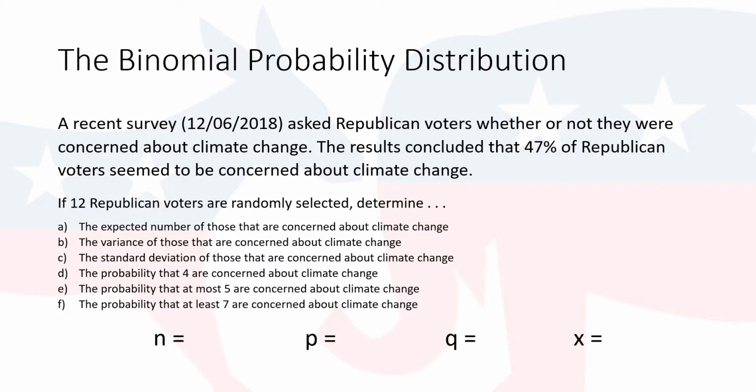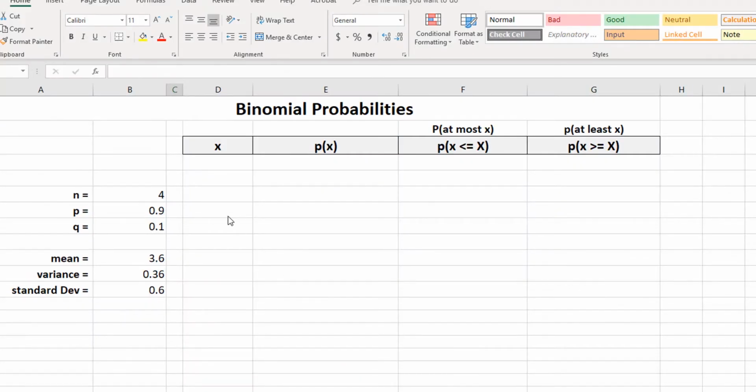Let's head over to spreadsheet mode and see how we solve each of these. Here we are in spreadsheet mode. Let me remind you what the problem we're trying to figure out is. There are Republican voters. We randomly select 12. We know that each selection has a 0.47 probability of that person being concerned about climate change.